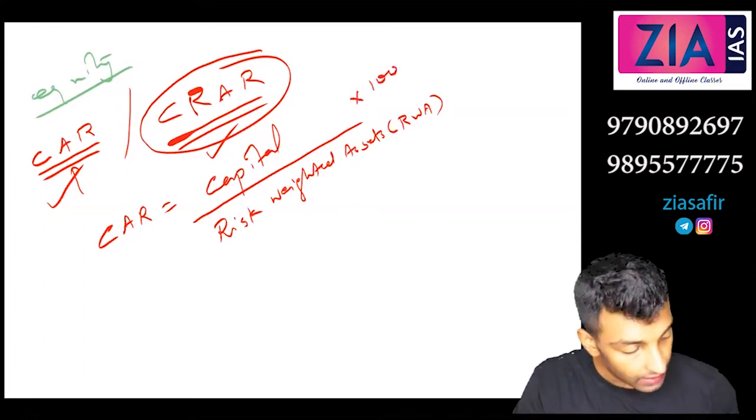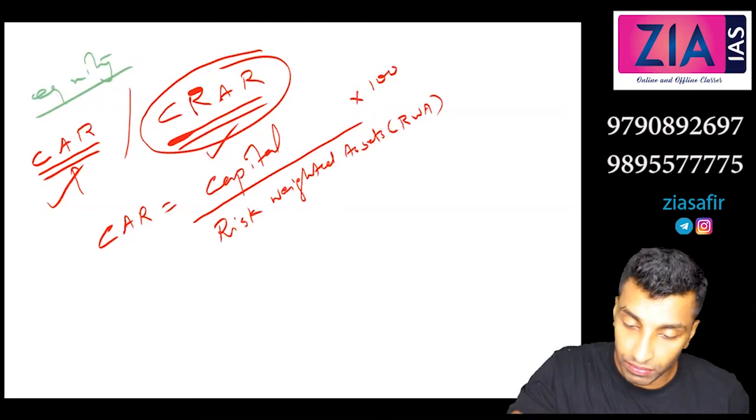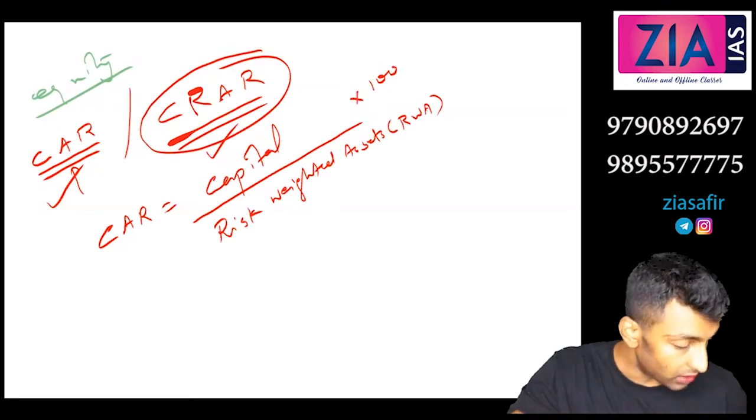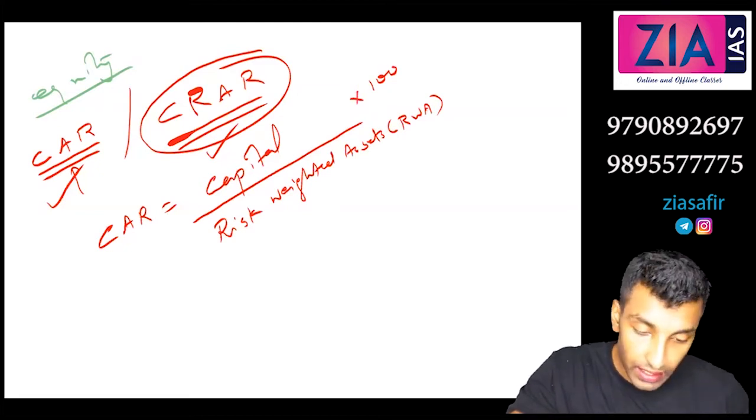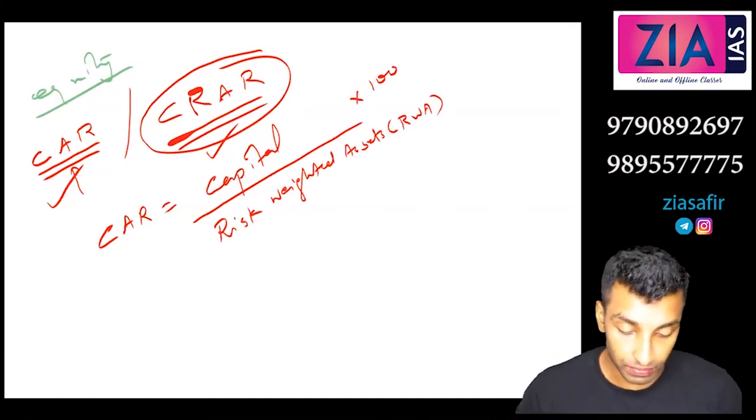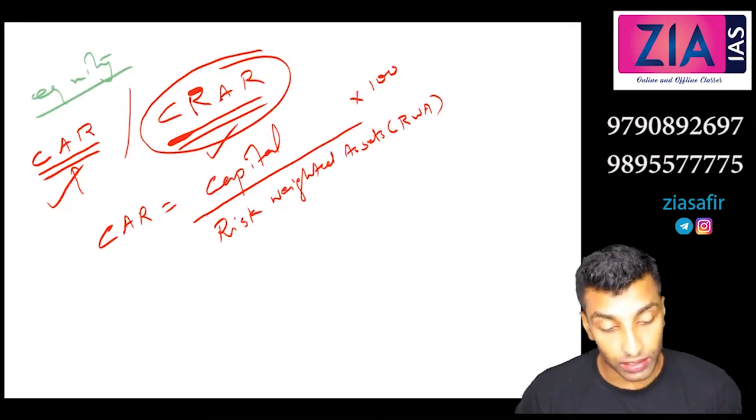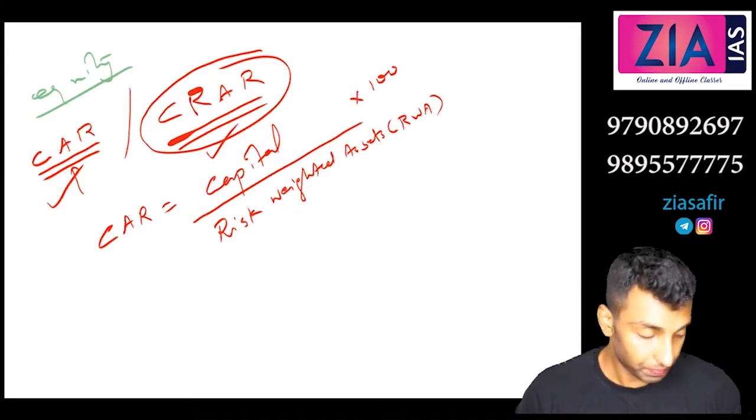What are the risk weighted assets of banks? What do you mean by risk weighted assets? What are the assets of the banks? Main asset? Loans, right? So risk weighted assets, because loans involve risk, so we are talking about the loans. Not just NPAs, all loans. All loans are assets, and all loans have some risk associated with them.